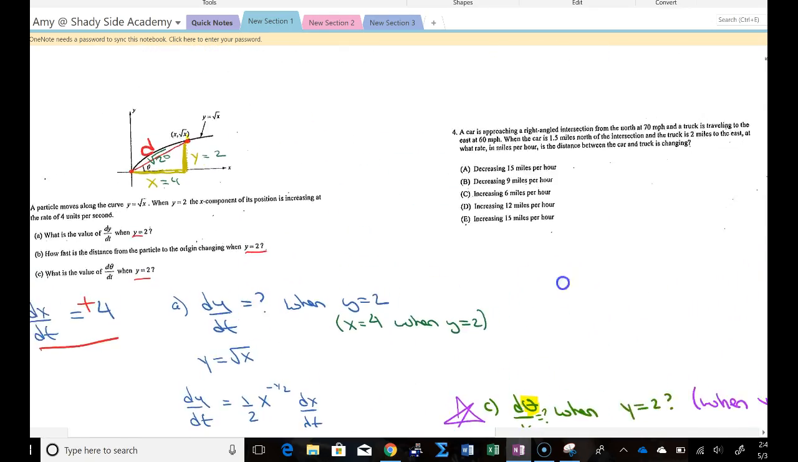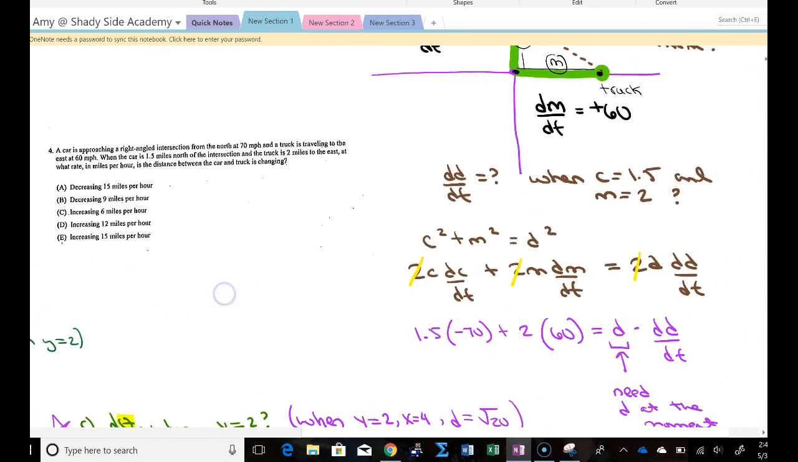Okay, the other one was this one. The car approaching was a multiple choice. A car is approaching. Maybe this one isn't that juicy. Maybe you probably figured it out. But a car is approaching a right-angled intersection from the north at 70 miles per hour, and a truck is traveling to the east.